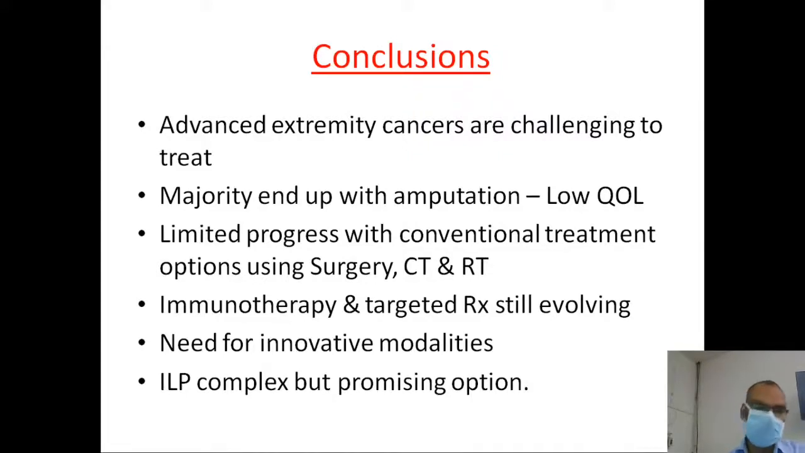And ILP, although it looks pretty complex given all the pictures and the setup you saw, holds a very, very promising option just to push the boundaries of limb salvage, where at least every limb salvage is a kind of bonus given this kind of treatment. I invite Dr. Dave to take the discussion further, and then we take up the questions.